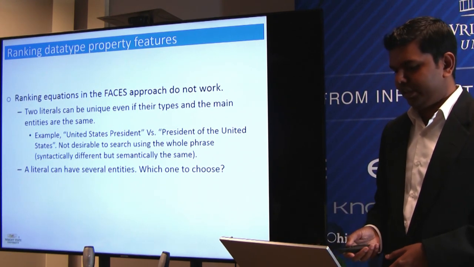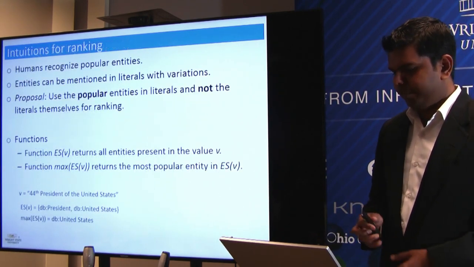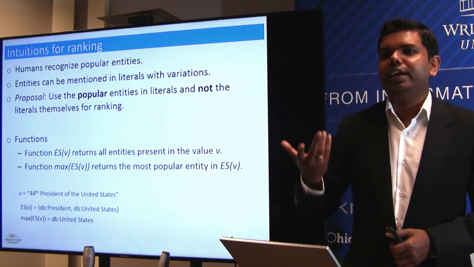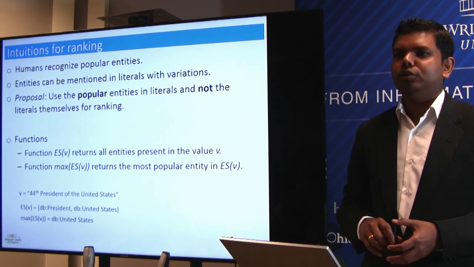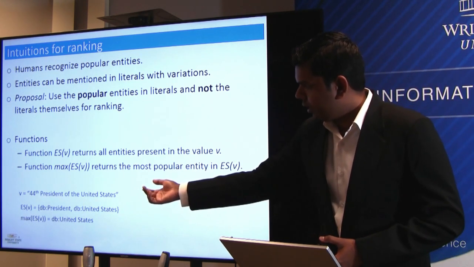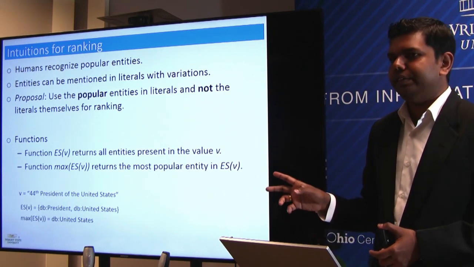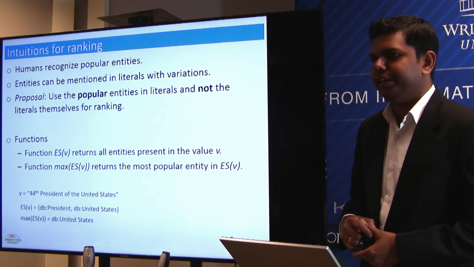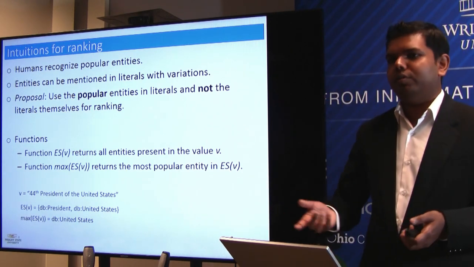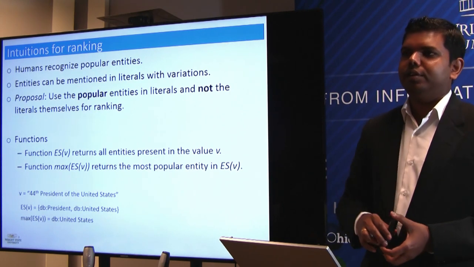So what we do here is we take the popular entity from the phrase and then use that entity's statistics in the ranking equations. Take this example, 44th President of the United States. We could map two entities here, President and United States. And then by statistics, United States is the most popular one in DBpedia. So we just use it in our equation.